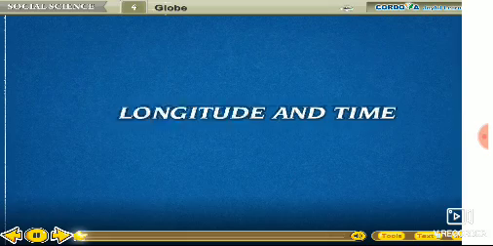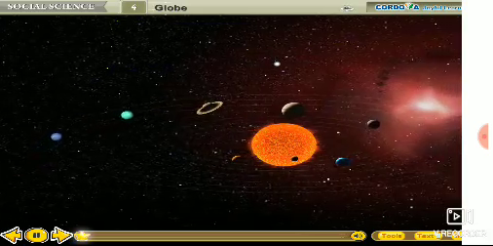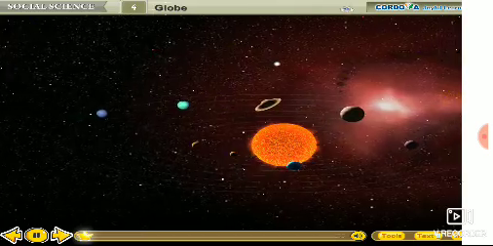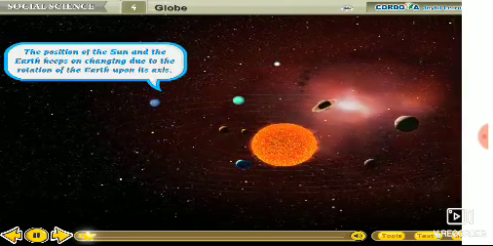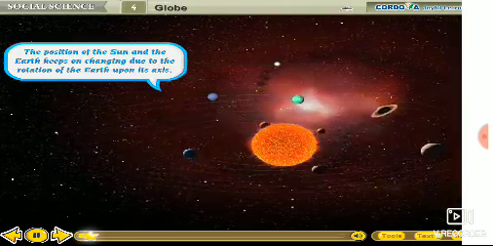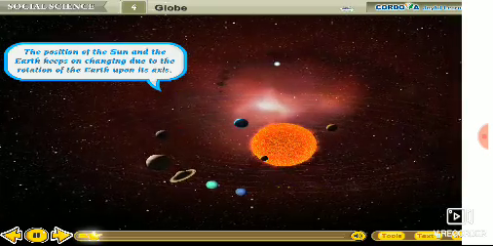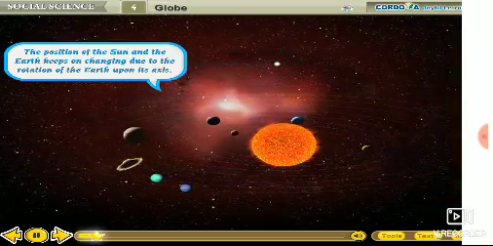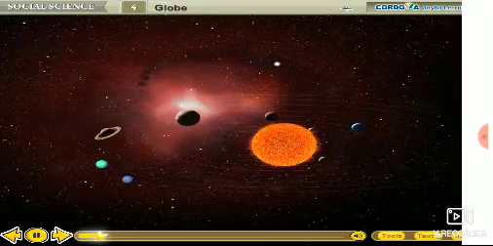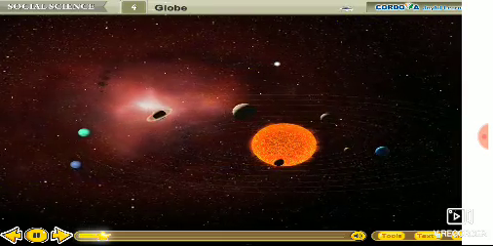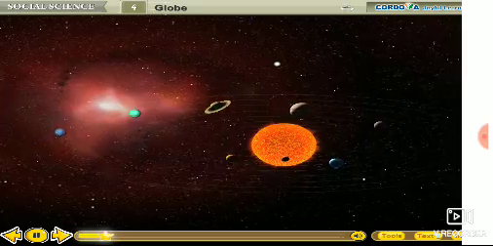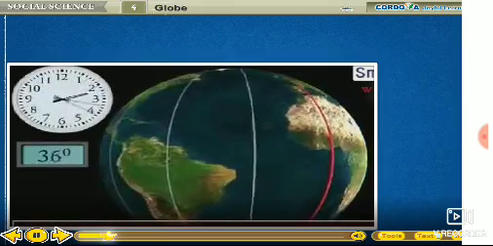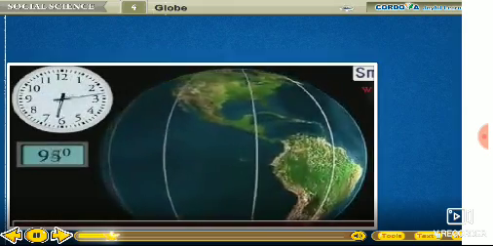Longitude and time. We calculate the time according to the position of the sun. The position of the sun and the earth keeps on changing due to the rotation of the earth upon its axis. One rotation of the earth upon its axis gives us the measure of the day. There are 24 hours in a day.